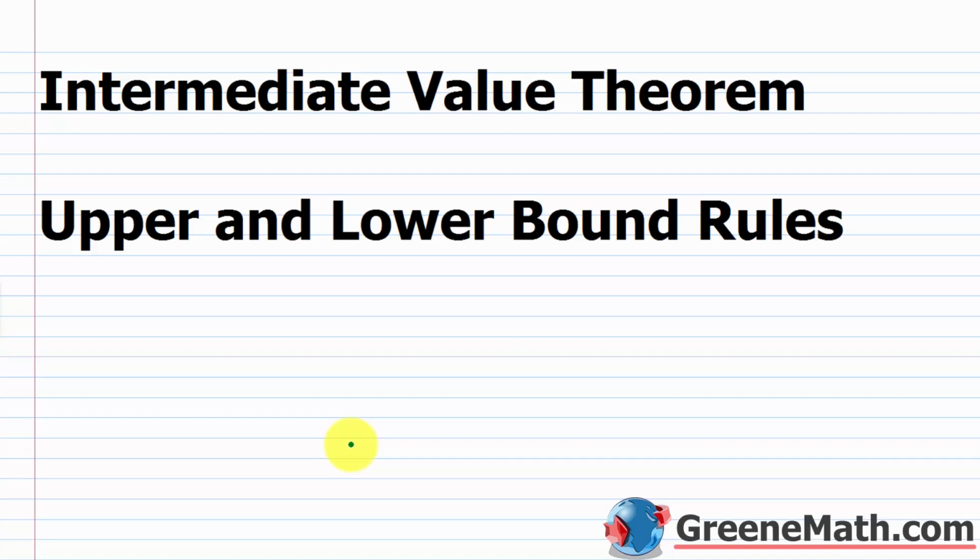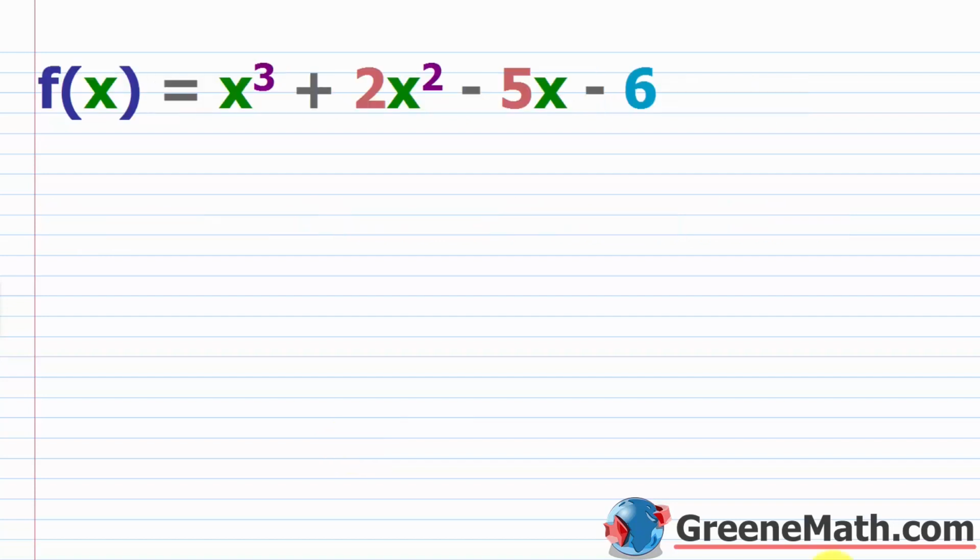In this lesson, we want to talk about the intermediate value theorem. We also want to look at the upper and lower bound rules. All right, let's start out with something that's very simple. It's known as the intermediate value theorem. And basically, this can help us to determine if a 0 lies between 2 numbers.